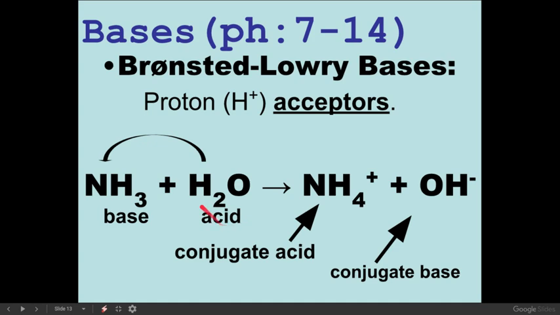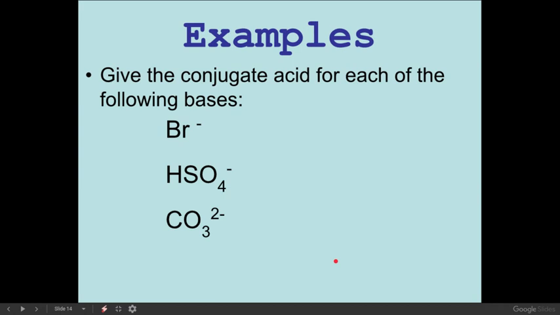Because this water molecule loses an H, or a hydrogen proton, it is now considered a conjugate base. So again, when something like water loses a hydrogen, and it's an acid, it becomes its conjugate base. The base on the other side of the arrow becomes the conjugate acid. All right, so let's give some examples here.